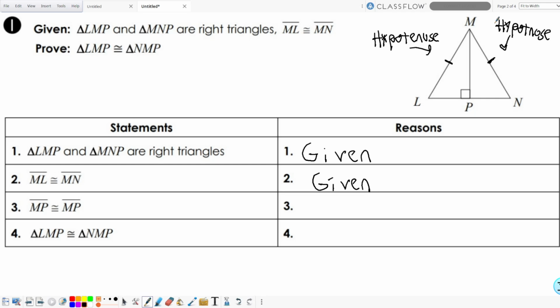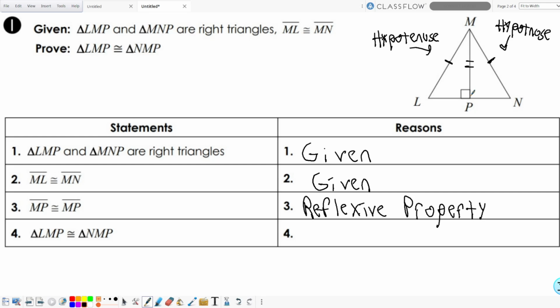Okay, from there, our third statement is that MP is congruent to MP. And whenever you have the same thing congruent to itself, that's your reflexive property. So, reflexive property. Okay. So, that is the side I just marked, which happens to be basically the leg of these two right triangles.